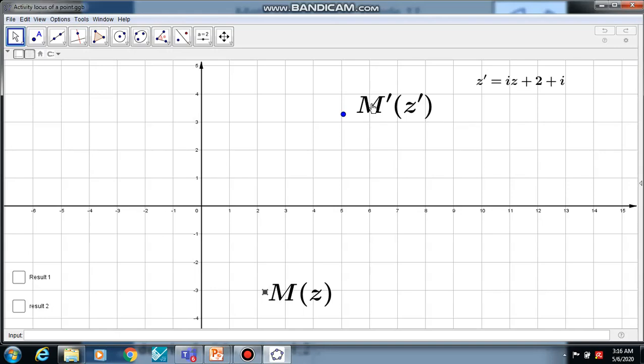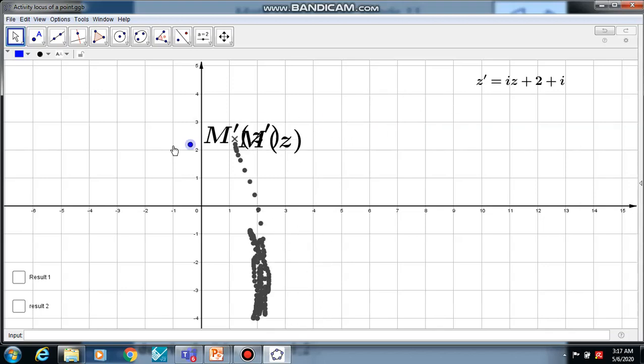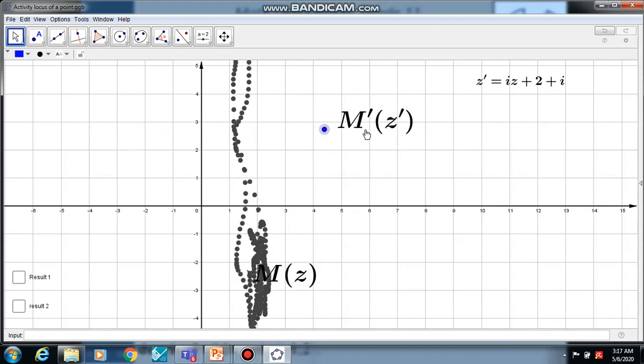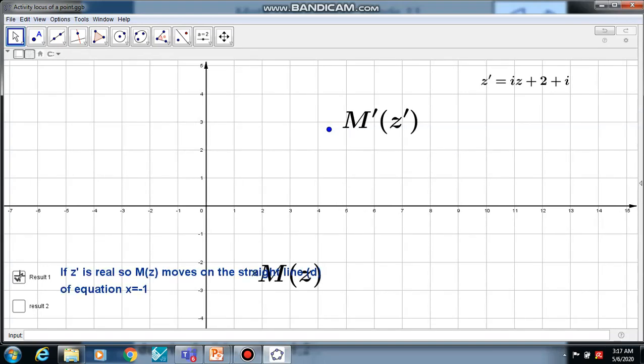Here we have the point M prime of affix z prime. M prime is the image of z prime, M is the image of z. Here we have the relation between z prime and z: z prime equal iz plus 2 plus i. The first result to verify in GeoGebra is that if z prime is real, M of affix z moves on the straight line D of equation x equal minus 1. First, if we have a relation between z prime and z, so if M prime changes, M changes position, because they have a relation between them. Now, let us verify this result.